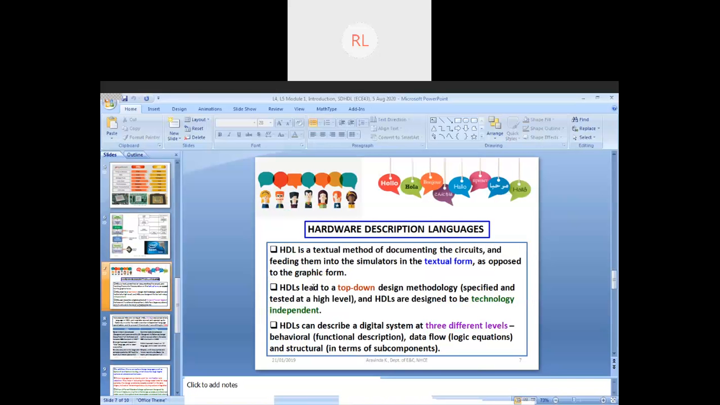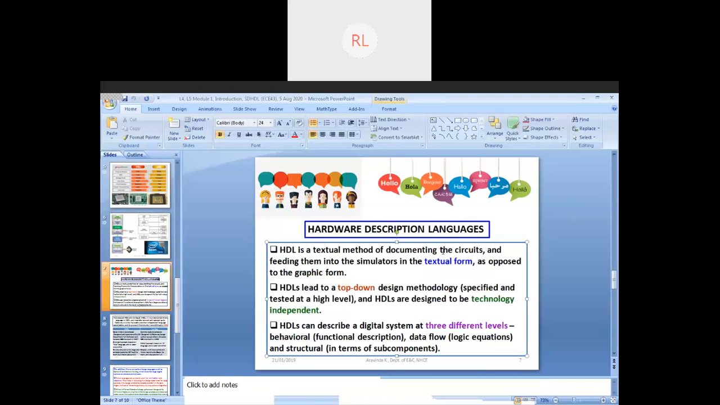So the next topic that we are going to discuss is about hardware description languages. As I told you yesterday, there are two major things that we will be looking into, Verilog and VHDL. So our concentration more will be on Verilog alone.